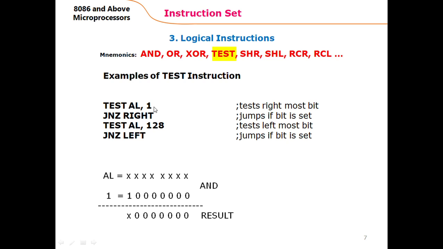So we can choose any bit in this AL register to be tested, and we just provide a value in decimal, hexadecimal or binary here, and we can then test the corresponding bit, and then we can take a jump to one place or to the other based on the result.